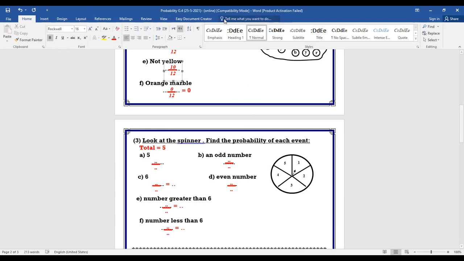Now, the first one in the probability. It will be 5. How many 5s do you have? Only 1. This will be 1 out of the total number 5. It will be 1 out of 5. Thank you.